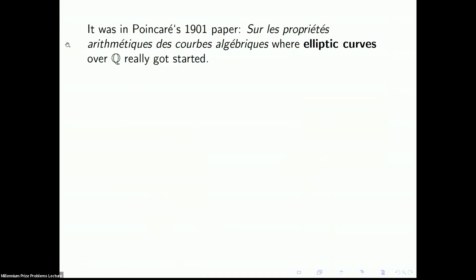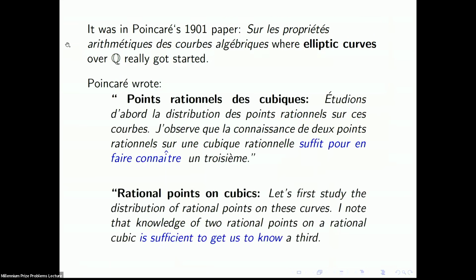Now, Poincare, in his 1901 paper, really got things started. Here's Poincare. Always with everything he wrote, by the way, it has a flair. And he wrote a lot about the philosophy of mathematics as well. Okay, so here's what he writes. Let's first study the distribution of rational points on these curves. I note that knowledge of 2 rational points on a rational cubic is sufficient to get us to know a third. Suffit pour en faire connaître un troisième. I don't know whether this would, anyway.